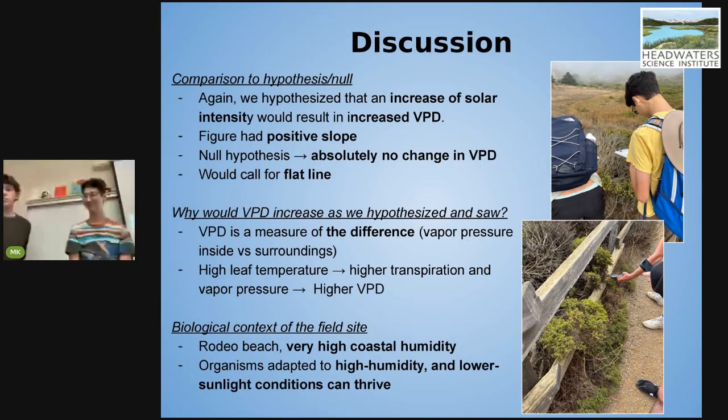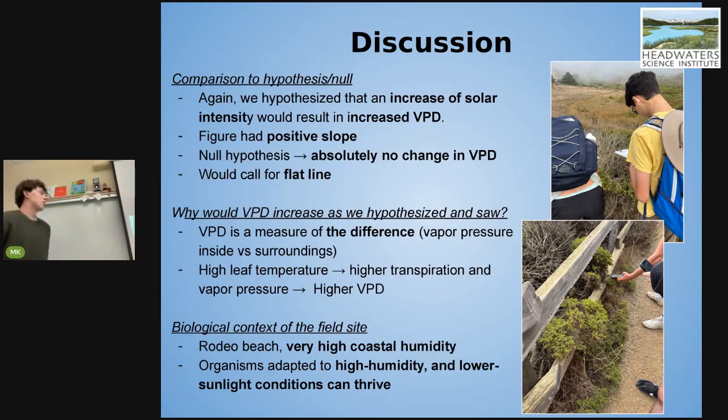Okay, so now on to our discussion. If we compare our results to our hypothesis, which was that an increase of solar intensity would result in increased VPD, we would see a positive slope. And as Lucas just described, we saw that across all the plant species, which would mean that our hypothesis is validated. On the other hand, our null would be that there would be absolutely no change in VPD as solar intensity increased. This would call for a flat line, which again, we did not see.